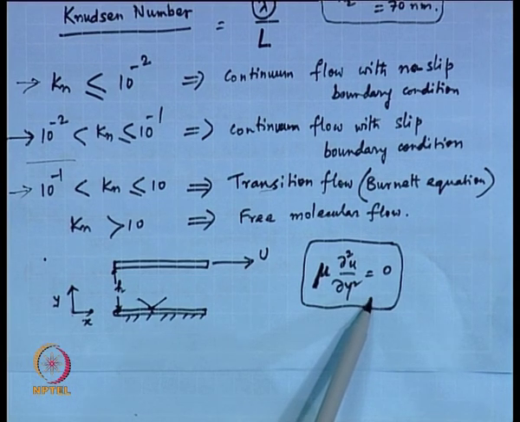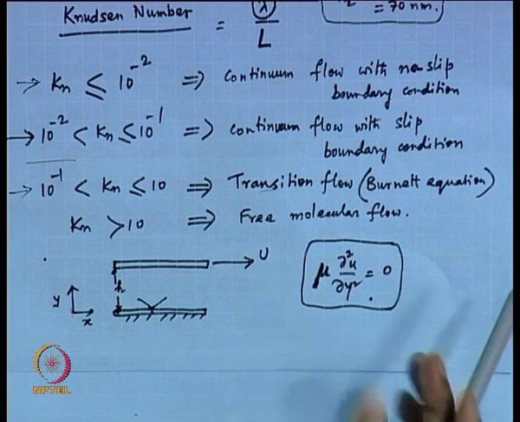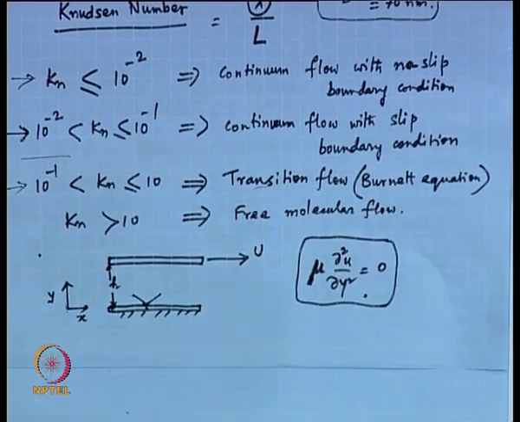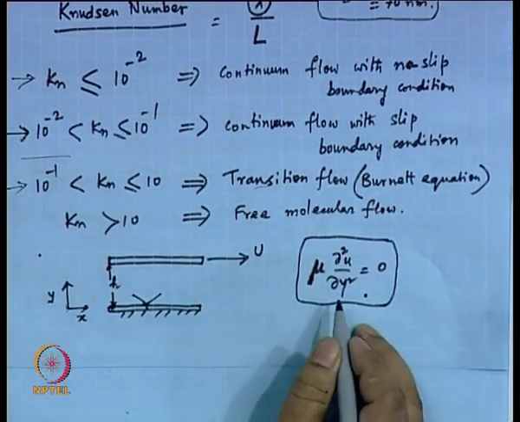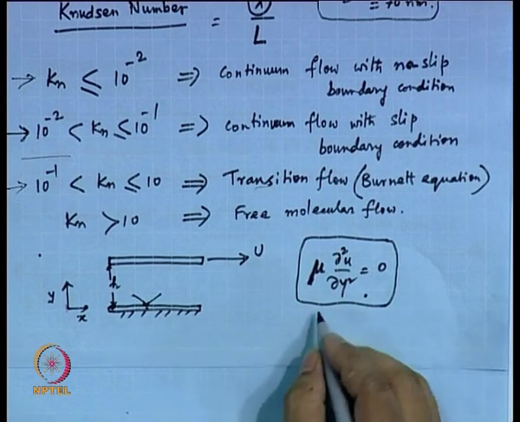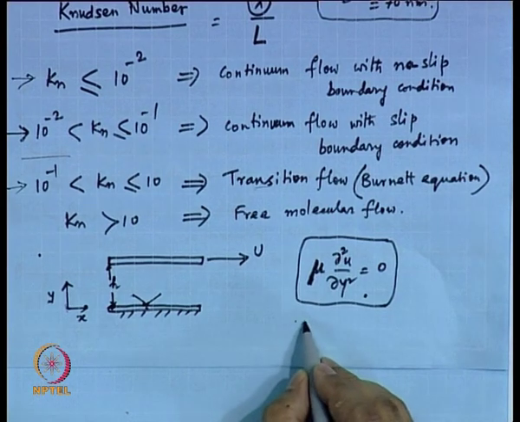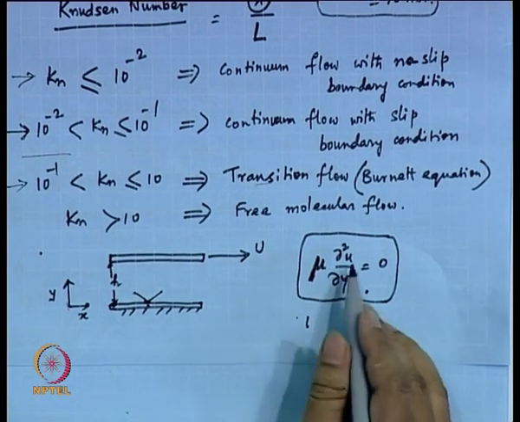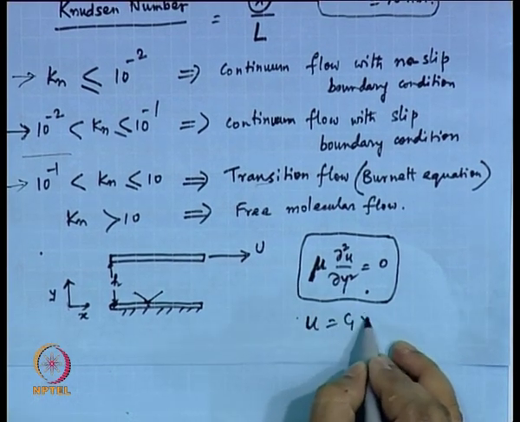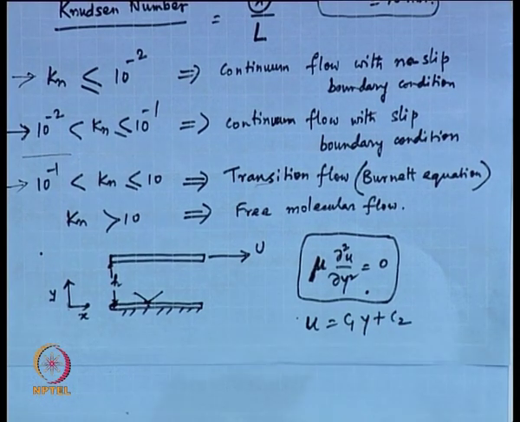All right, I hope this is clear. You can check this. This has been done time and again. I am just revising, so I think we should not be spending much time on this. So, if this is so, what would be the solution to this equation? U is equal to C1y plus C2, right?